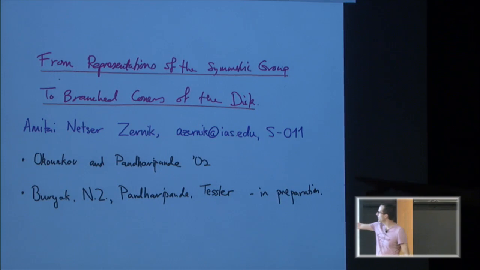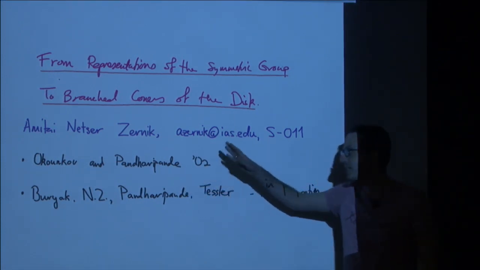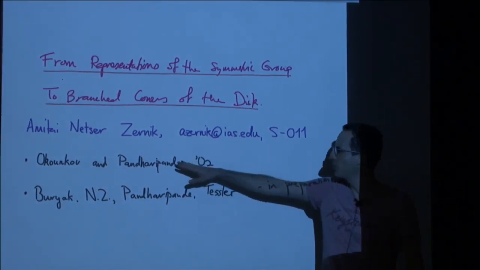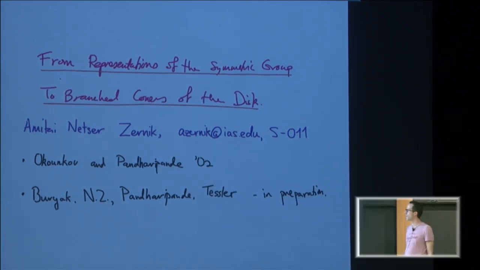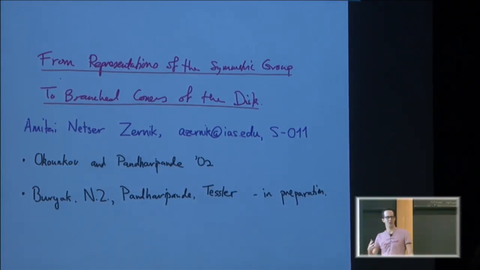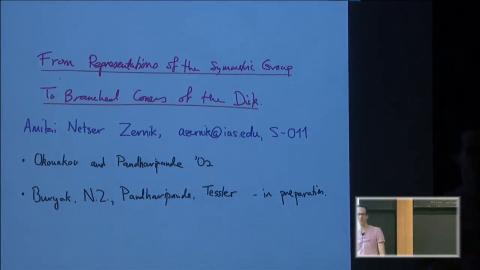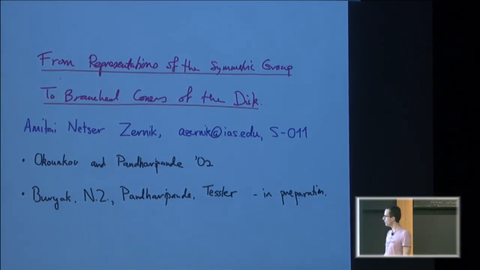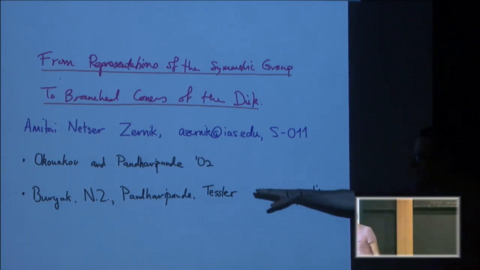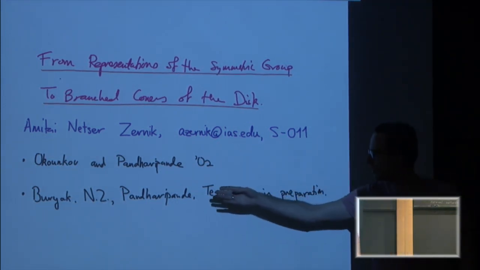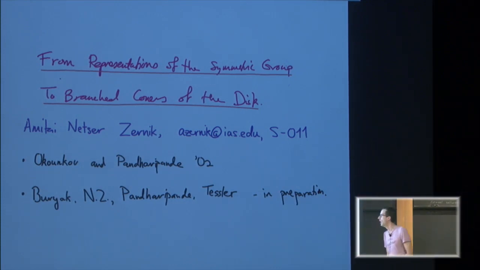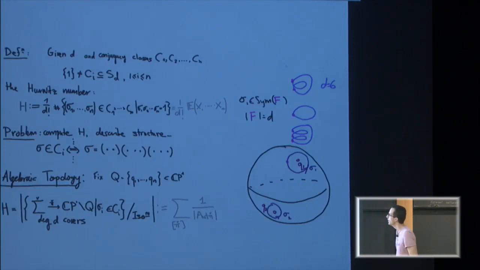So for the most part, I'll be following this beautiful paper. I'll be retelling, actually, this beautiful paper by Okounkov and Pandharipande from 2002. And there you can find a better view of the mathematics and also of the history. And maybe towards the end, I'll say a few words about this paper that I'm writing with Buryak, Pandharipande, and Tseng, and that adds something to the story. Okay? All right, so let's start.